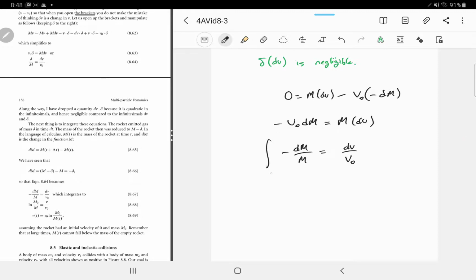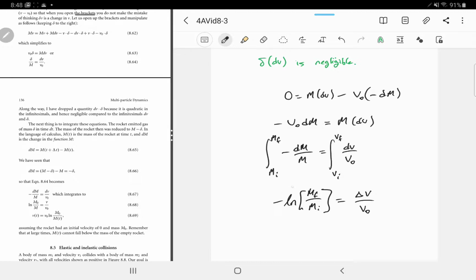And we're going to integrate both of these. This is the initial mass of the rocket. This is the final mass of the rocket. This is the initial velocity of the rocket. This is the final velocity of the rocket. So this is minus log of the final mass of the rocket divided by the initial mass of the rocket. And then integral dv, so we can factor out the 1 over v naught. That's just a constant. And integral dv is delta v. So delta v for the rocket.